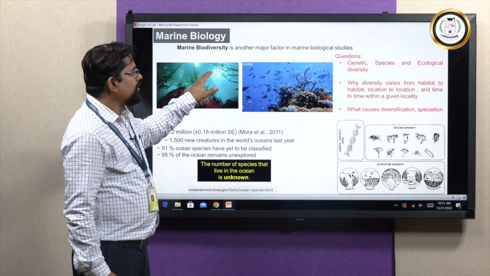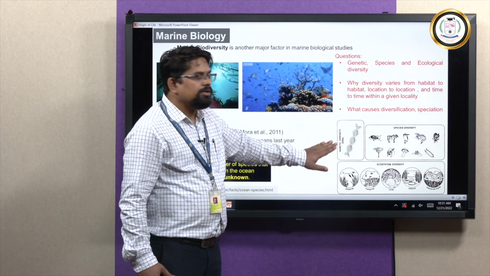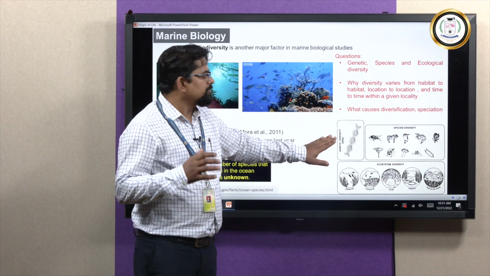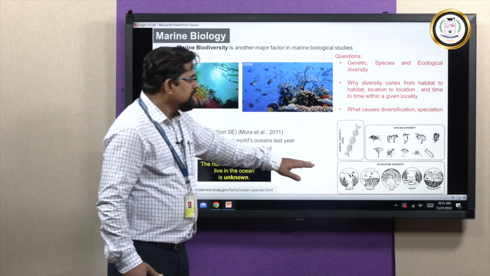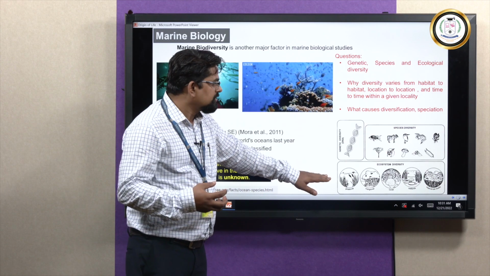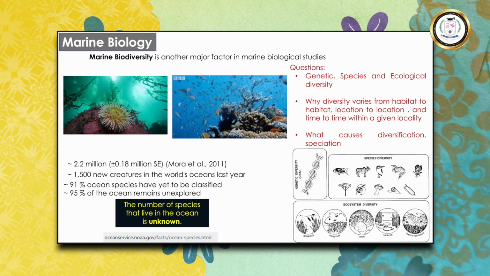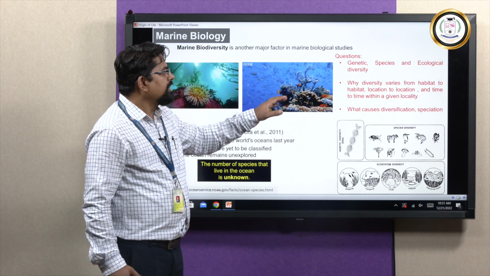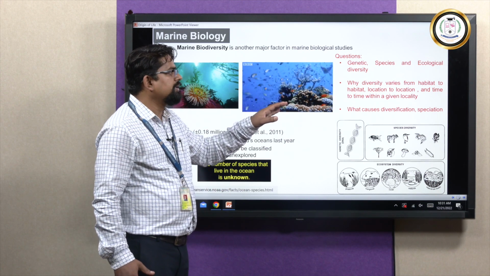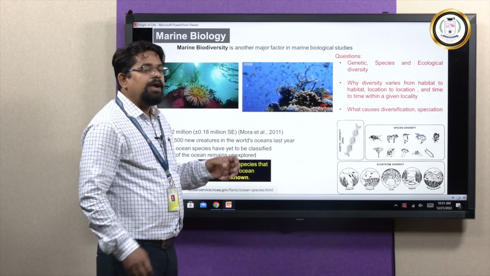So with biodiversity, what do we mean? We mean the different genotypic diversity of a species present in the marine environment, the different species available in a particular marine ecosystem, and within the ecosystem as well as between ecosystems, how the diversity varies. So we ask questions like: what are the genetic, species and ecological diversity in the marine environment, and why does the diversity vary from habitat to habitat, location to location, and time to time within a given locality?